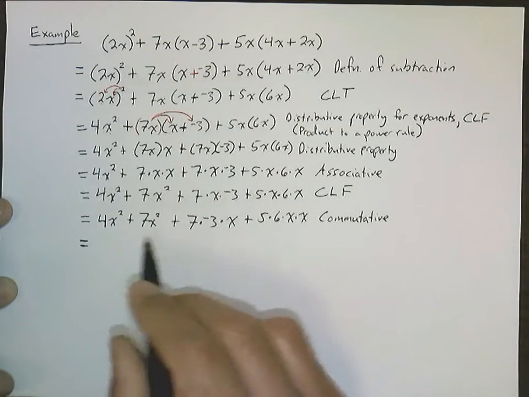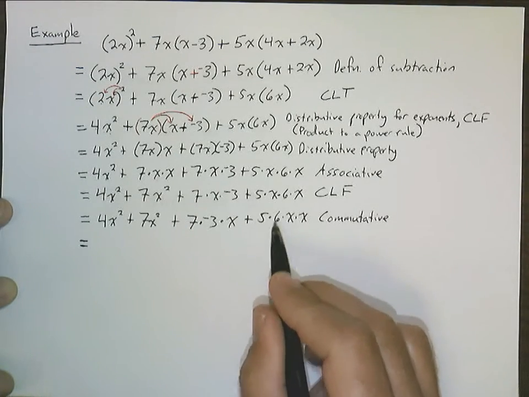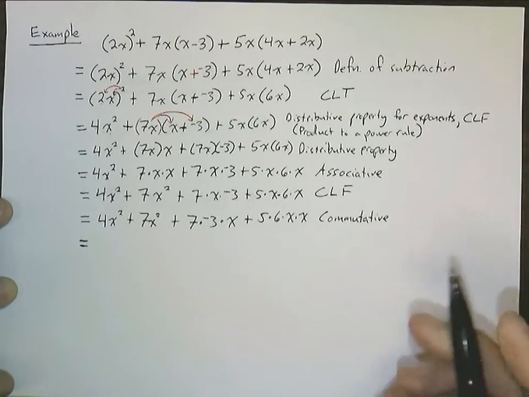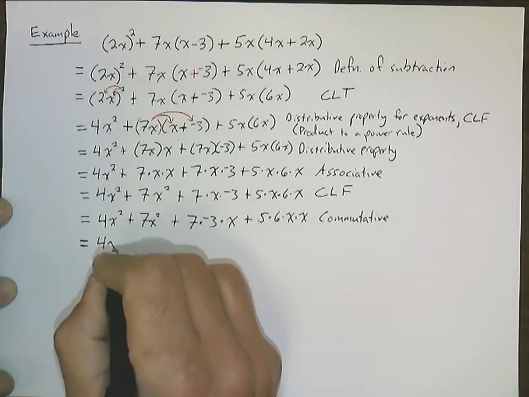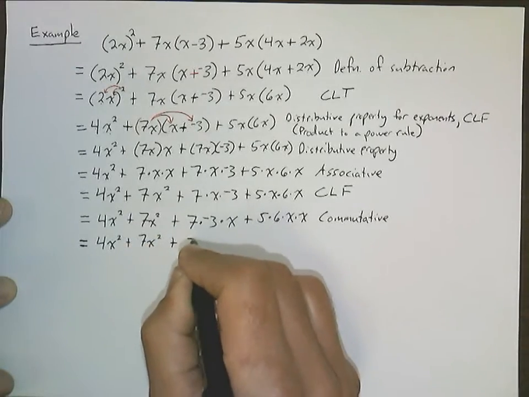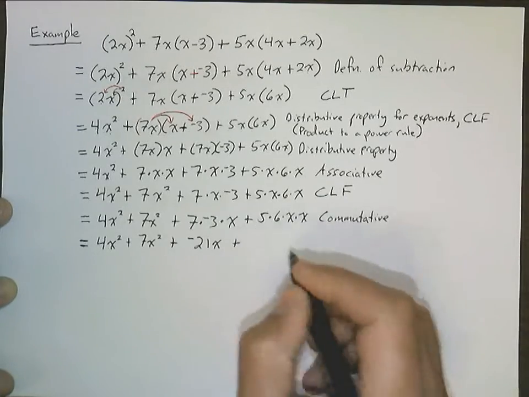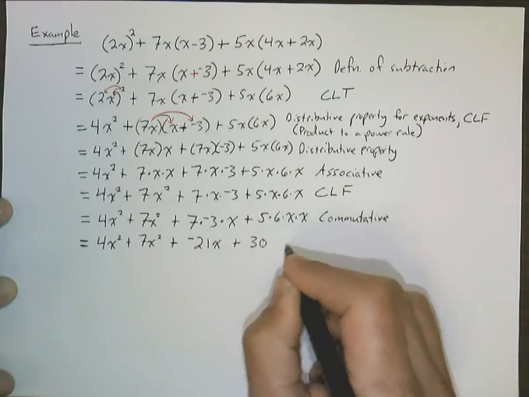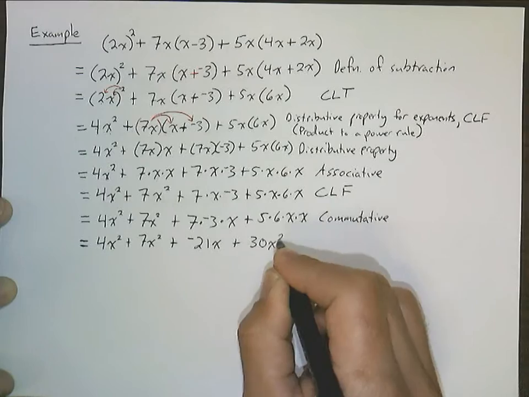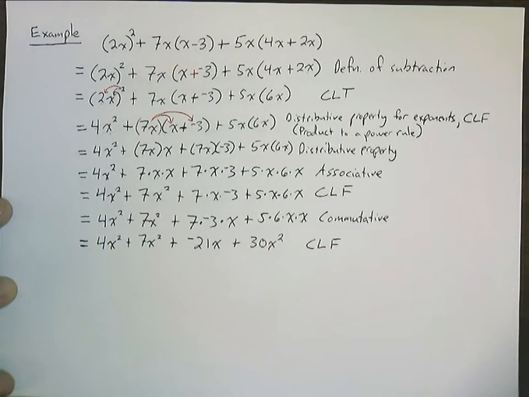And now we can combine some like factors here. We know what 7 times negative 3 is, we know what 5 times 6 is, and we know what x times x is. So we have 4x squared plus 7x squared plus negative 21x plus 5 times 6 is 30, and x times x is x squared. So there we just combine some like factors.